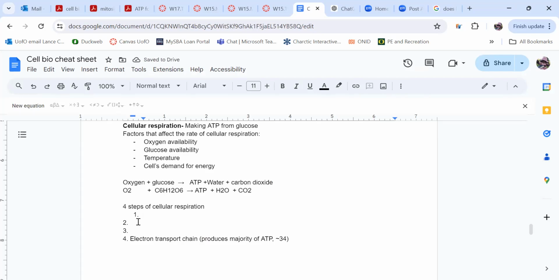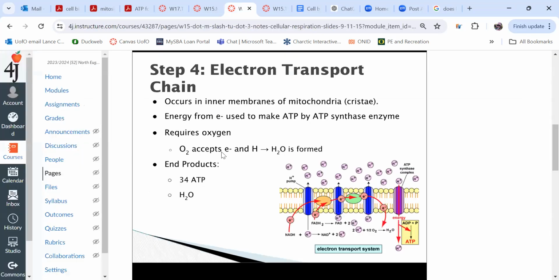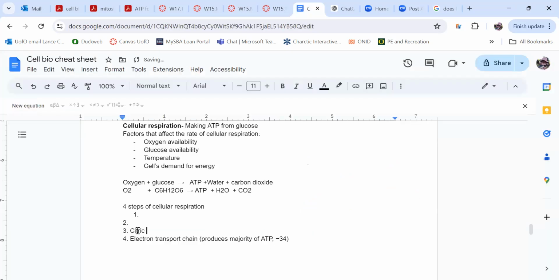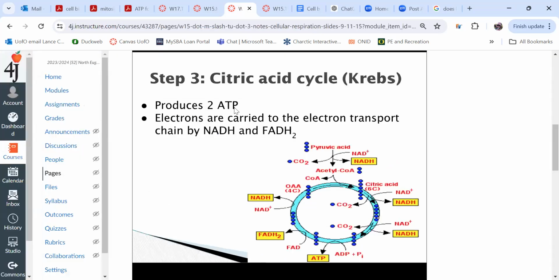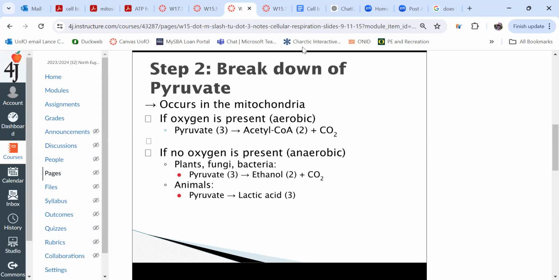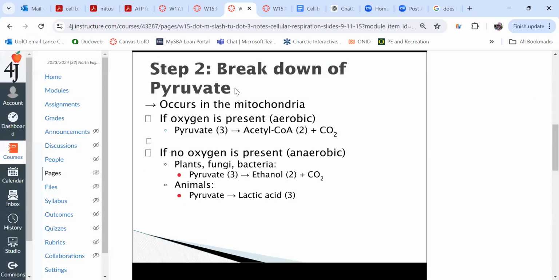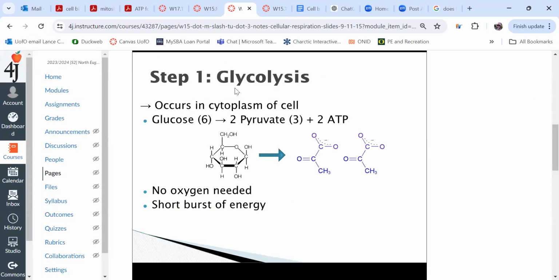And what was number one? I forgot. Number four, electron transport chain. Number three, citric acid cycle. And number two, breakdown of pyruvate. Sure, we'll just write down that. And number one is glycolysis.